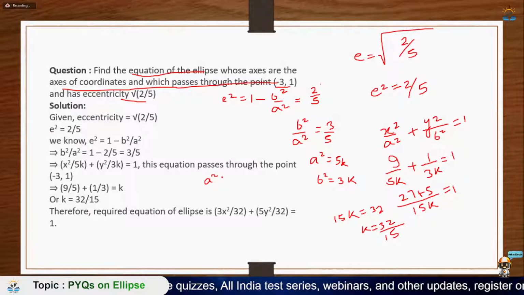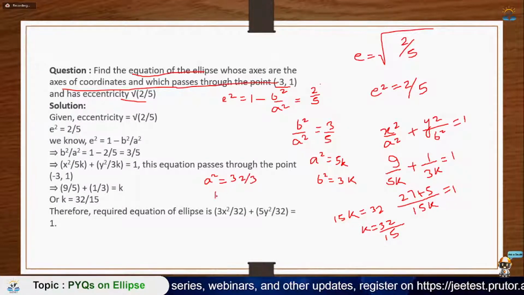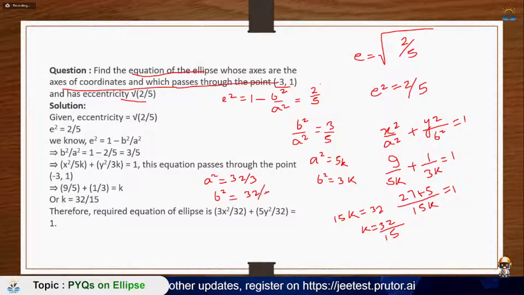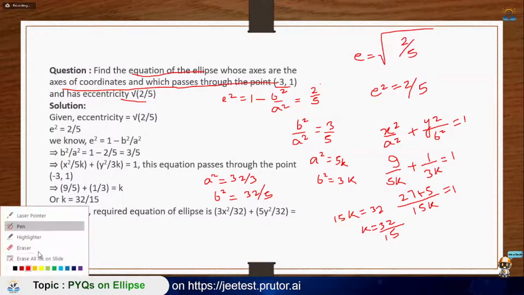अब k मिल गया तो I can calculate the value of a square. A square is 5k, which is equal to 32 by 3. And similarly, b square is equal to how much? B square is 3k, which is equal to 32 by 5. So आप ये a square b square की वैल्यू इसमें डाल दो. So जब इसमें डालोगे तो let me erase it first.